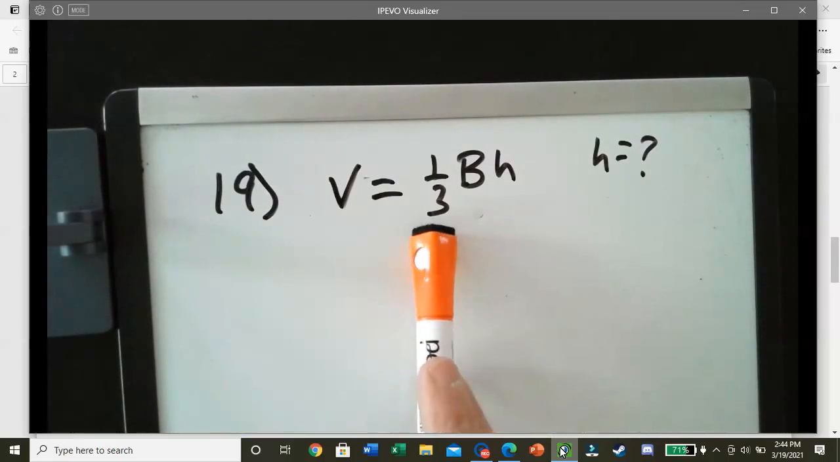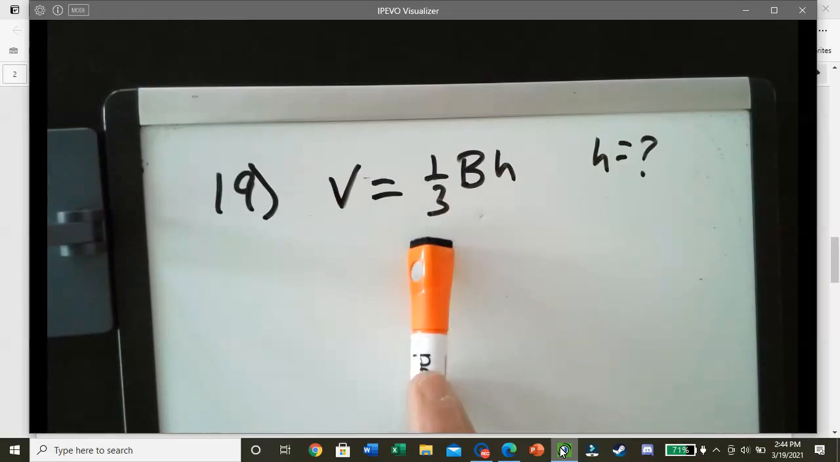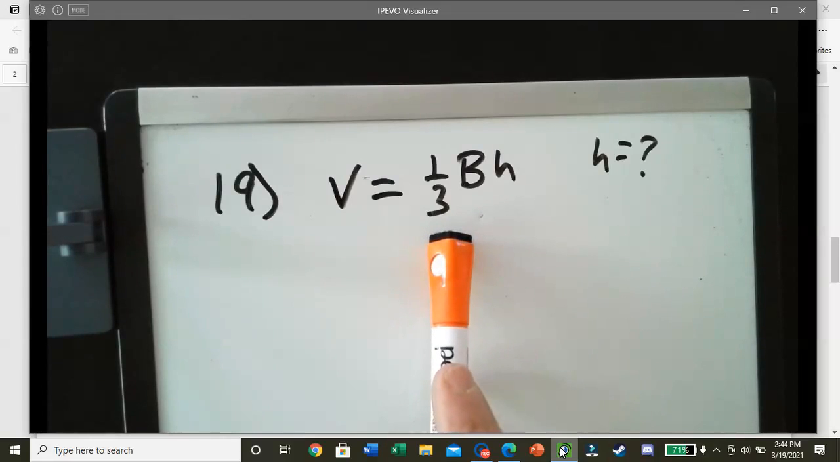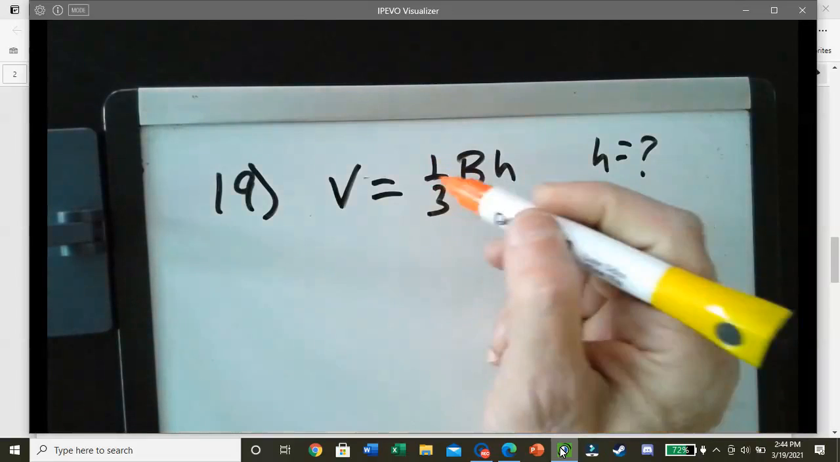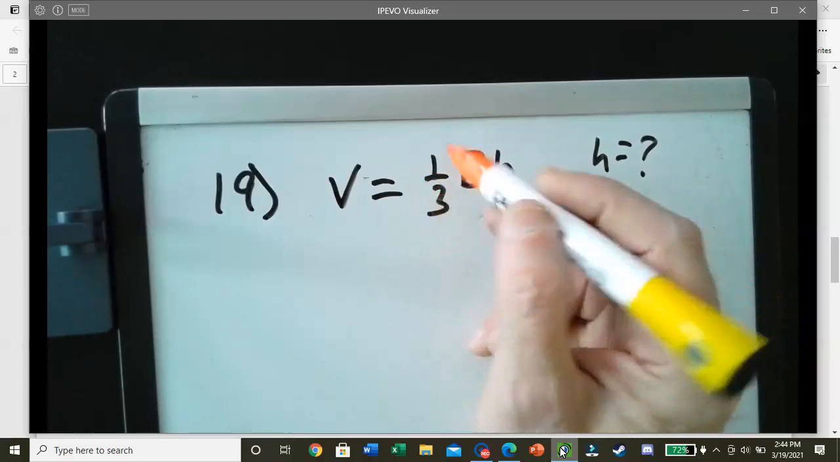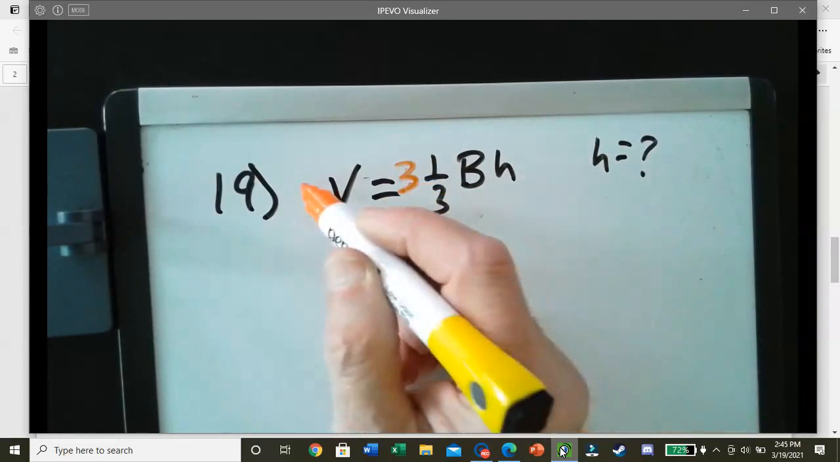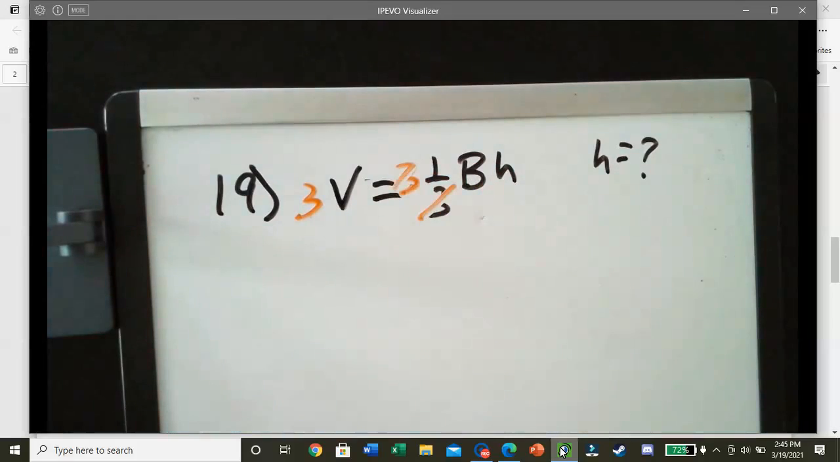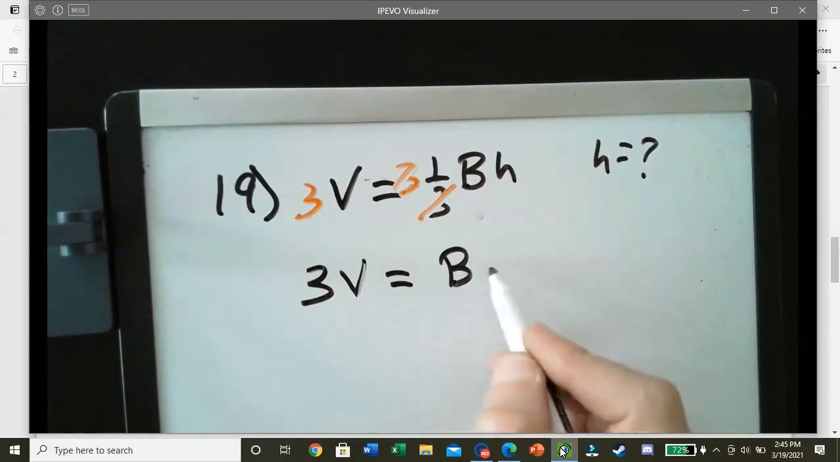Well, the 3, is it adding, subtracting, multiplying, or dividing into the H? Is the 3 adding? No. Not subtracting. It's 1/3 times H, but it's 3 dividing. So to get rid of that denominator, what do we multiply to both sides? 3. Whatever this is, we multiply it out. So the 3s cancel out, they become 1. So this is now 3 times V equals B times H.